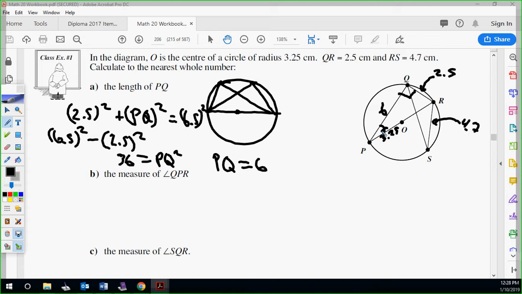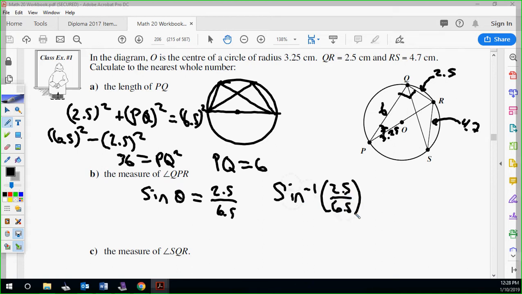So what is the opposite side from angle P? 2.5, right? What's the hypotenuse? 6.5. So sine of the angle, theta, equals 2.5 over 6.5. And then what do we do to get the degree? What move do we do to solve for theta? Inverse sine. So you're going to do inverse sine of 2.5 over 6.5, and that will equal theta, which will give you the degree measure. You should get 23. Make sure you're in degree mode.